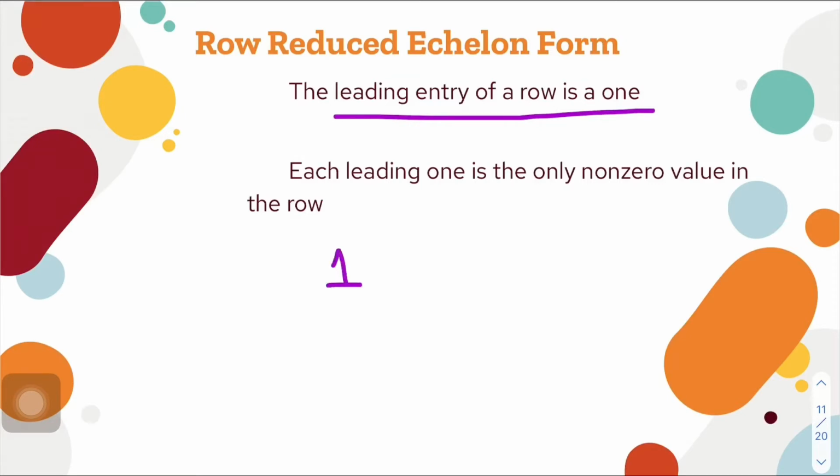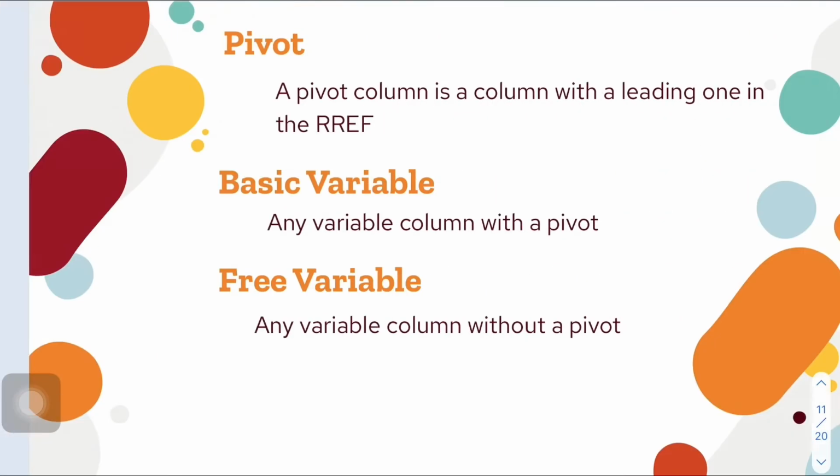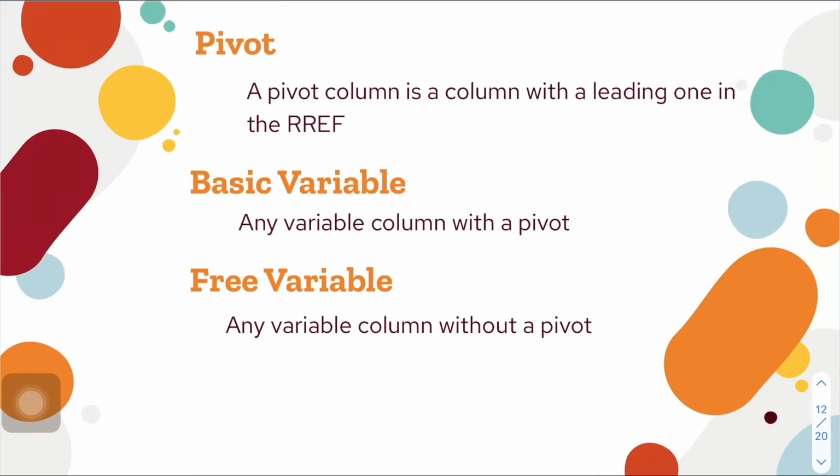So you would have 1, 1, 1, and we know that there are zeros underneath it. But another thing that's popular in row reduced echelon form is that everything above the leading ones must be zeros too. So it just looked like this. This is what row reduced echelon form looks like. A pivot column is a column with a leading 1 in the row reduced echelon form. So this is our favorite row reduced echelon form matrix.